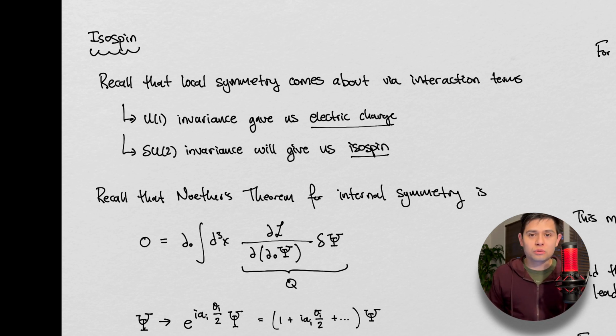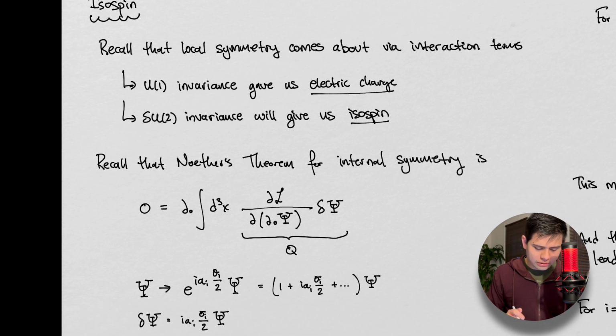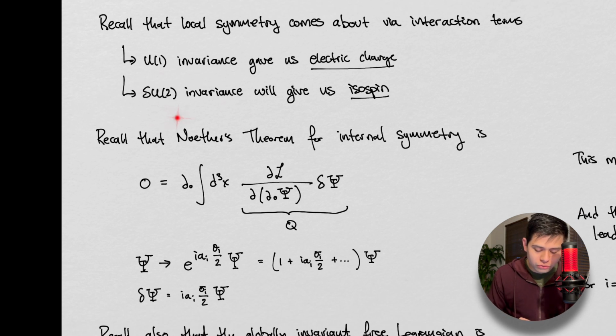Okay, so we're talking isospin. What is isospin? Well, let's recall that local symmetry comes about via interaction terms. We had our U1 invariance, and that gave us something like electric charge. We had our electromagnetic field vectors that were doing the interactions for us to maintain that local invariance. For our SU2 invariance, this is going to give us something called isospin, and we're going to see specifically how this comes into play.